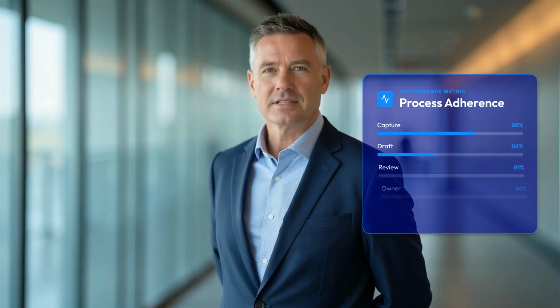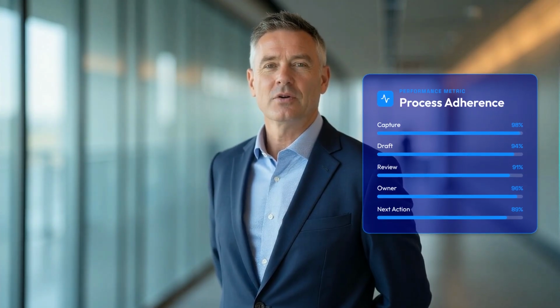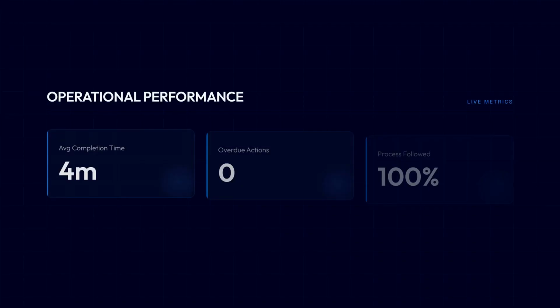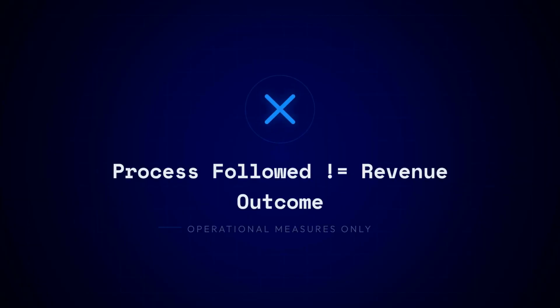Measure the workflow honestly. Record completion time, overdue actions, review corrections, and the percentage of records with a clear owner and next step. These operational measures show whether the process is being followed. They do not prove that AI alone caused revenue, savings, or a customer outcome.